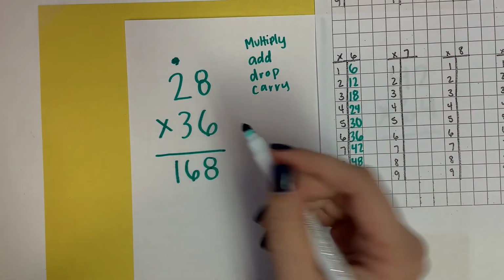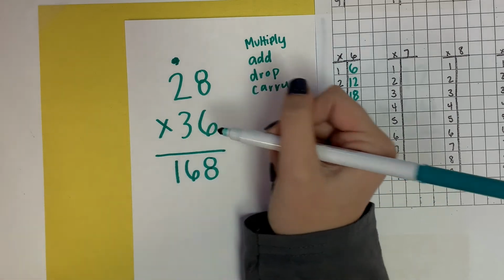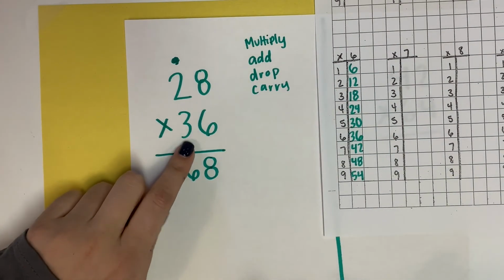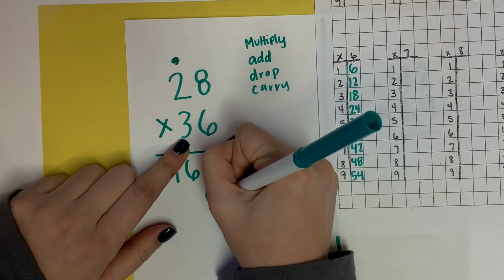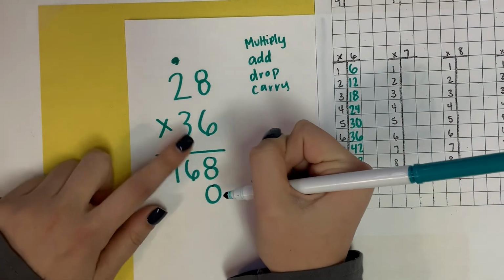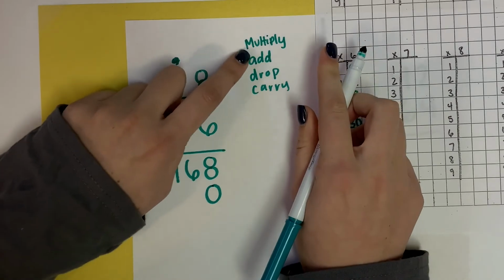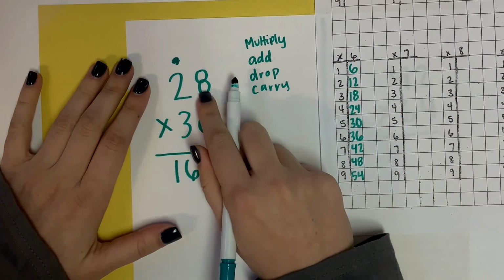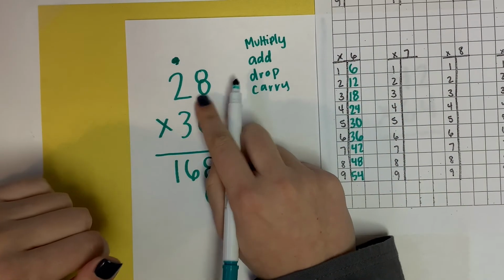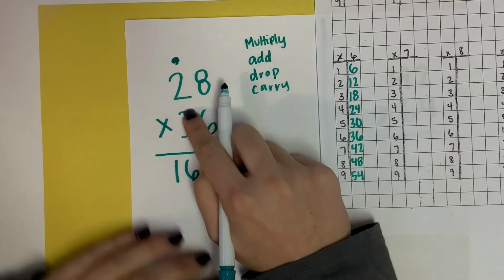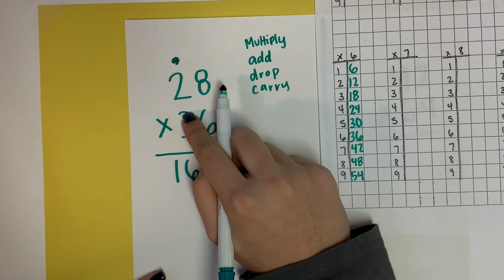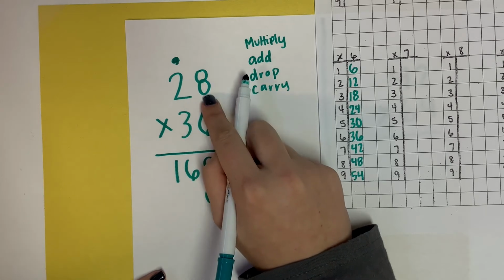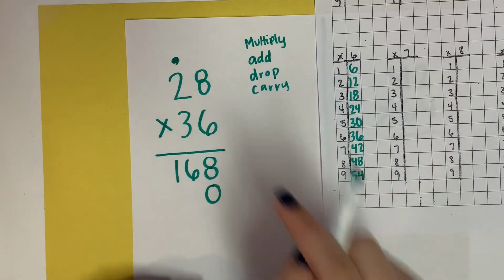Okay, so now I'm done with multiplying this 6. Now I've got to multiply the 30. So 30 is the same thing as 3 times 10. I'm going to drop that 10 right here. Now I can just multiply the 3. Multiply, add, drop, carry. 3 times 8 is 24. Well, 2 times 8 is 16 plus 8. Yeah, that's right. 3 times 8 is 24.